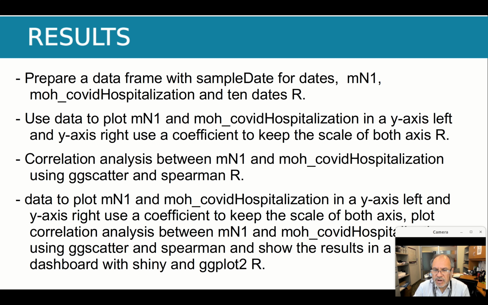The next one is a correlation analysis between the N1, that is the gene that we use to calculate the concentration of copies per milliliter in wastewater, in comparison with the number of individuals that were hospitalized per day. And we use an experiment correlation factor. And the last one is all this information, we put it together in a dashboard, and how R will produce a dashboard in order to produce that.